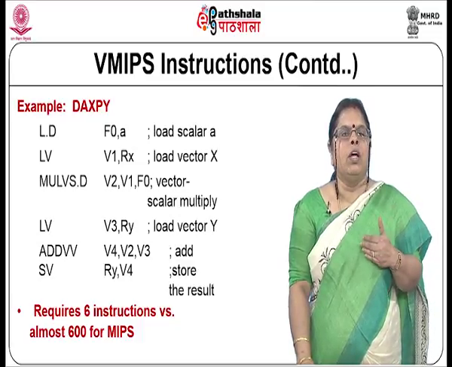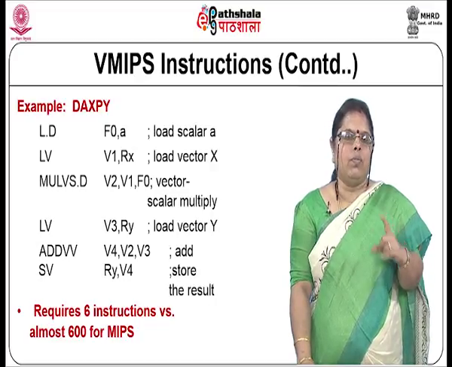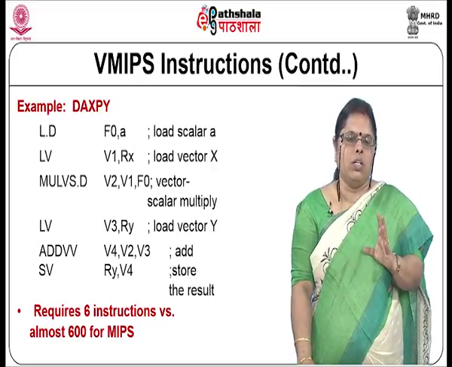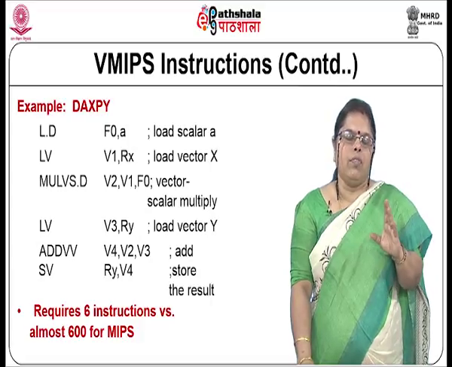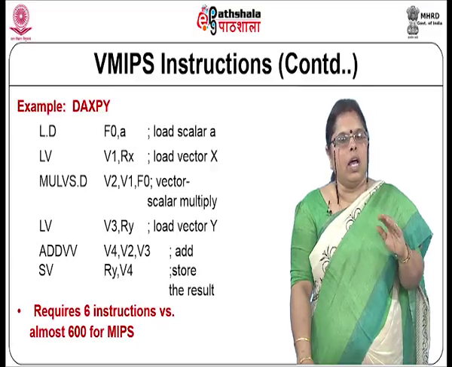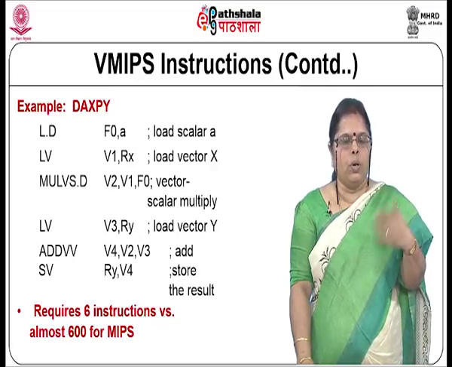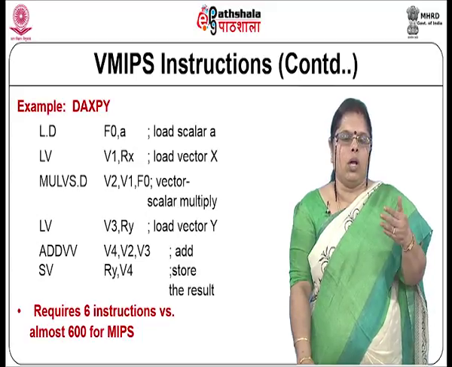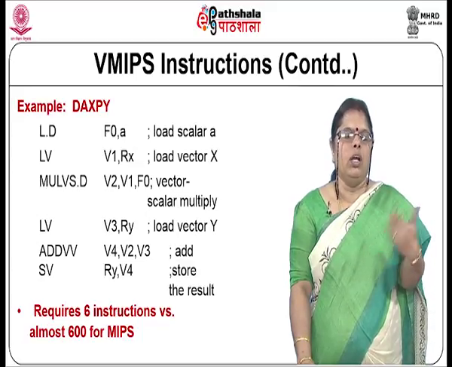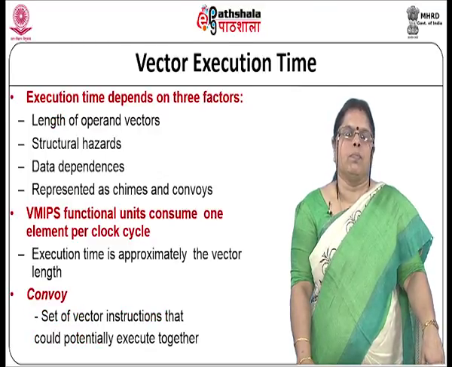If you look at this, in terms of vector instructions it requires only 6 instructions. If this is implemented on a conventional MIPS architecture, as I already pointed out, it has to come as a loop. The loop has to be executed multiple times, and you have the loop maintenance code and all that. So, it will require almost 600 instructions for the MIPS architecture.